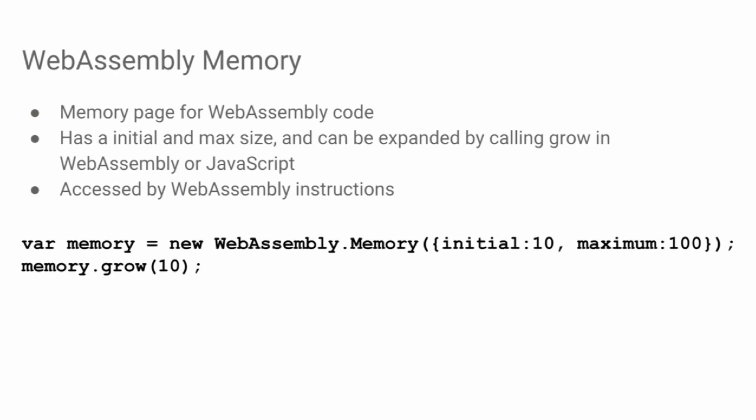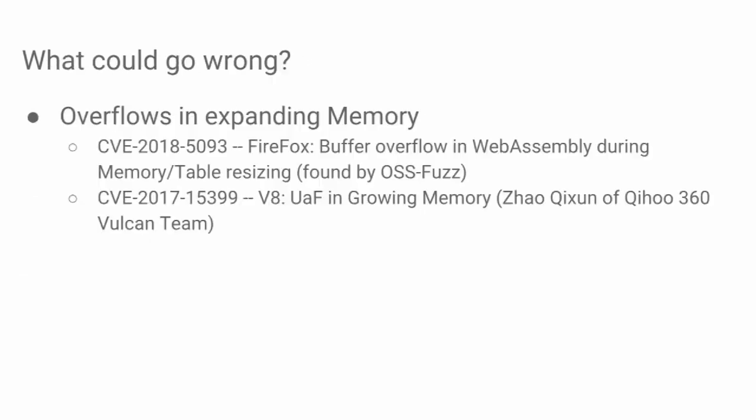So let's talk a bit more about this memory. It's a memory page for the WebAssembly code. And right now, WebAssembly is limited to a single memory page that load and store instructions can access. And the way this gets allocated is you allocate this memory object, and it has an initial size and a maximum size in pages, and then you call grow to increase the size. And this memory then just becomes available to all the instructions in WebAssembly.